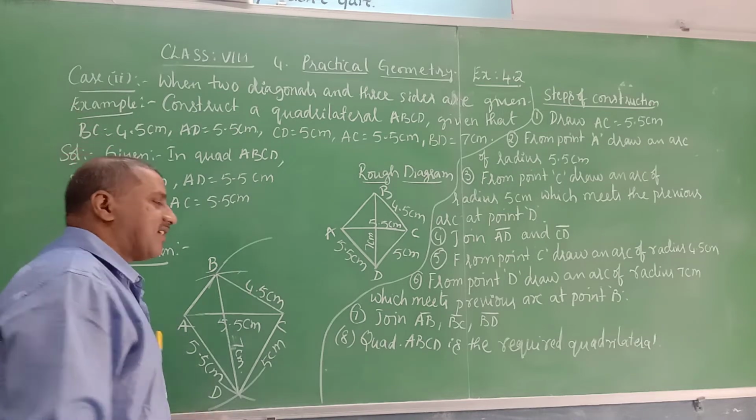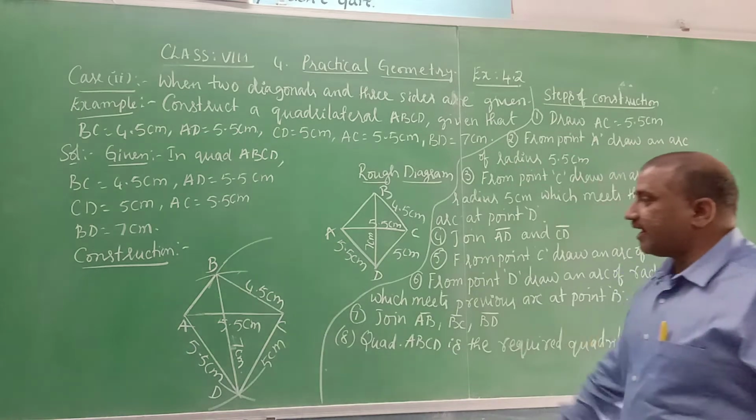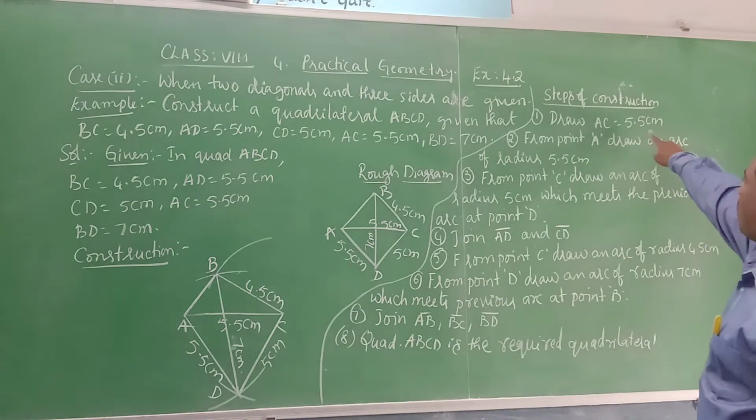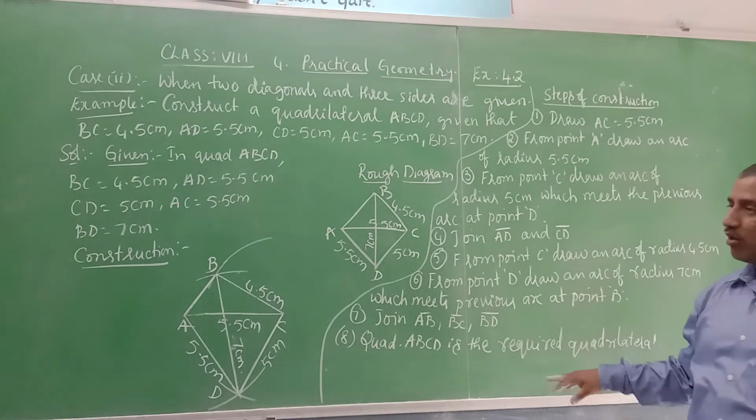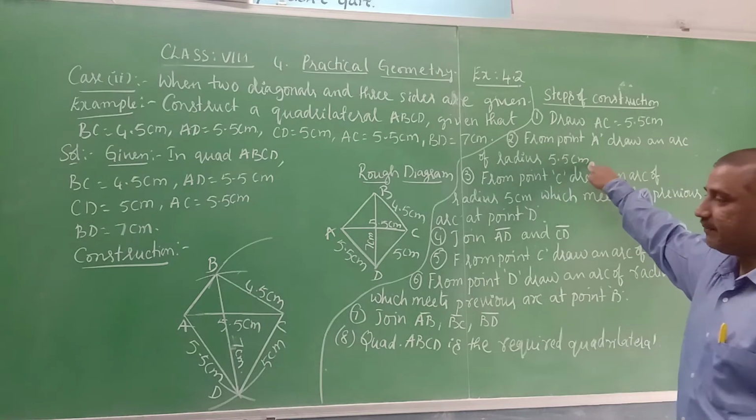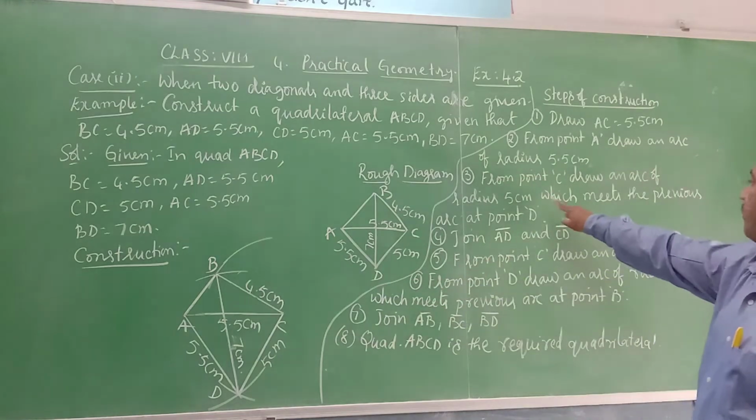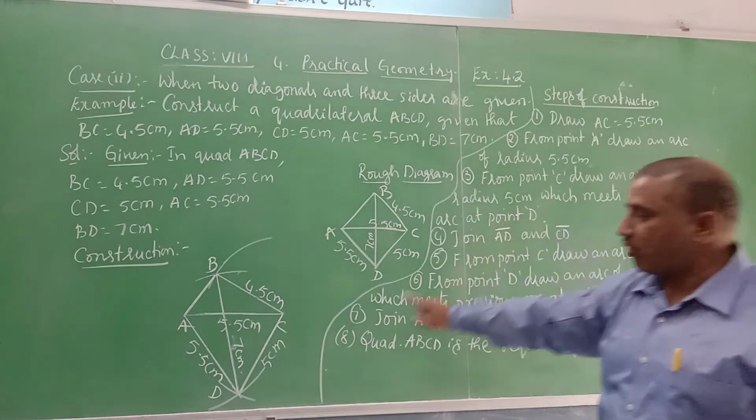Now the steps of construction. The first step: draw the line segment AC equal to 5.5 centimeters. Then from point A, draw an arc of radius 5.5 centimeters. Third step: from point C, draw an arc of radius 5 centimeters which meets the previous arc at point B.